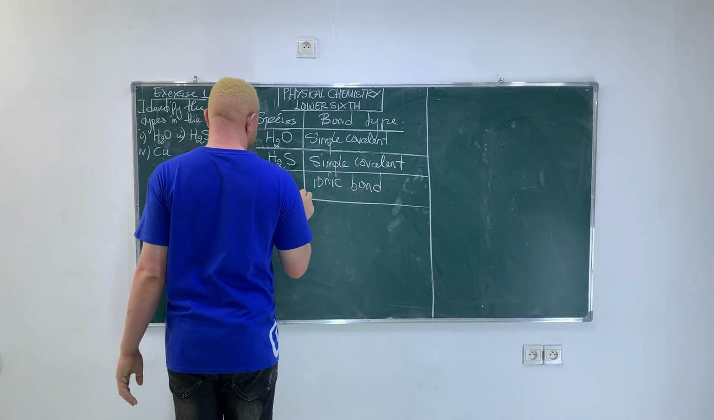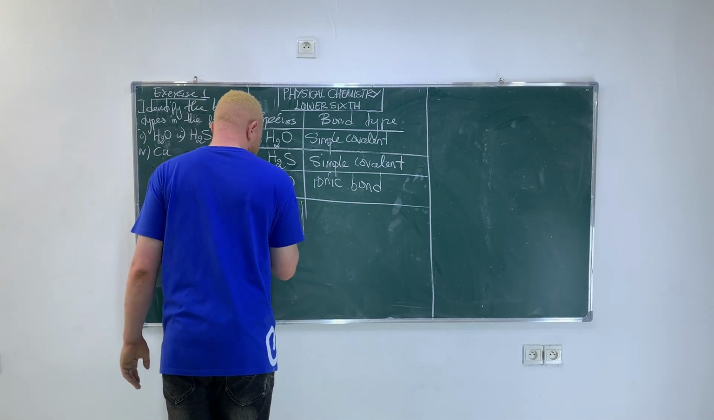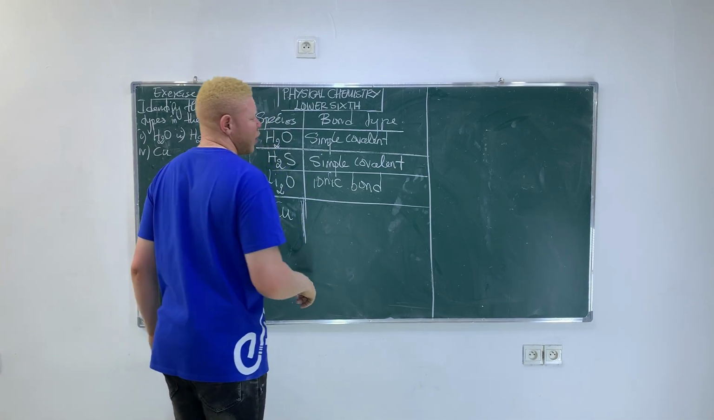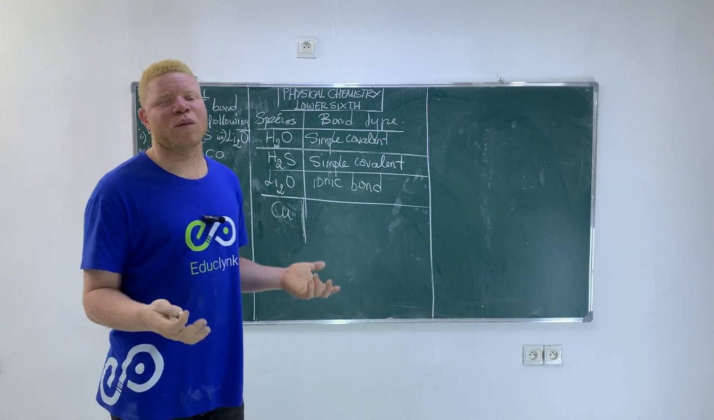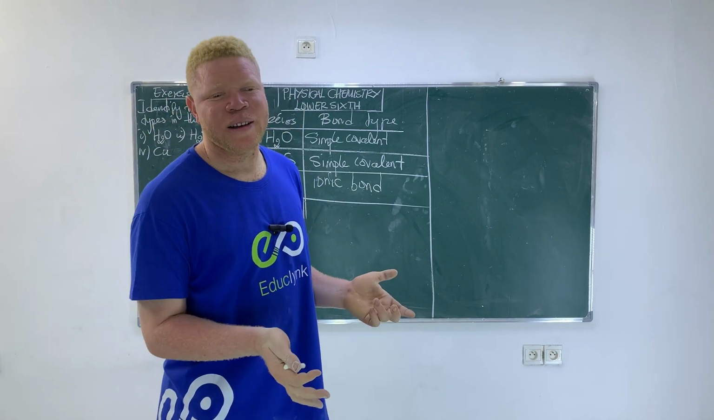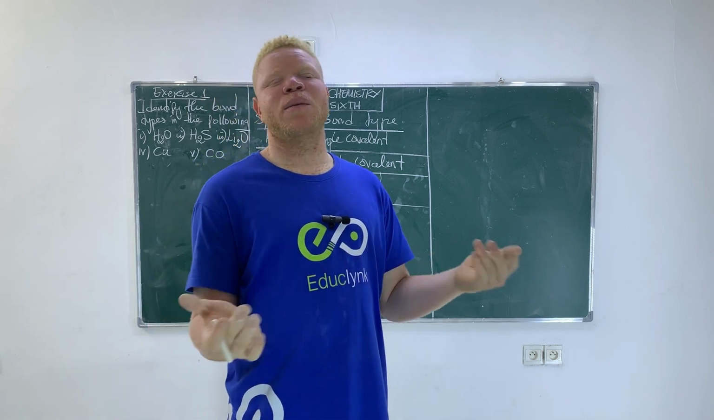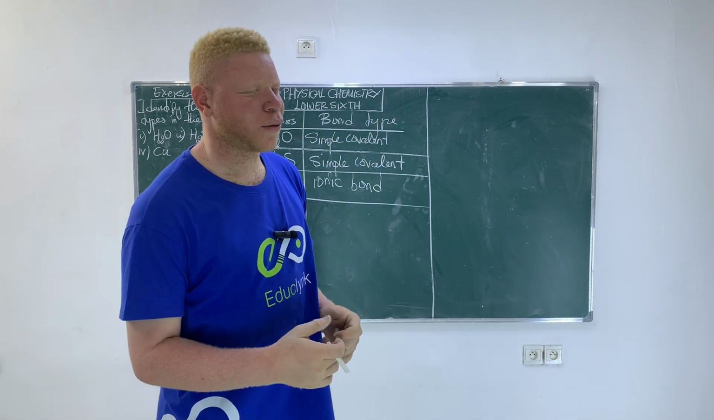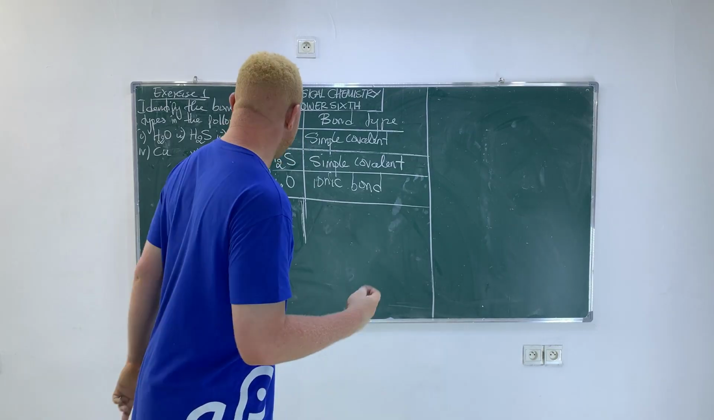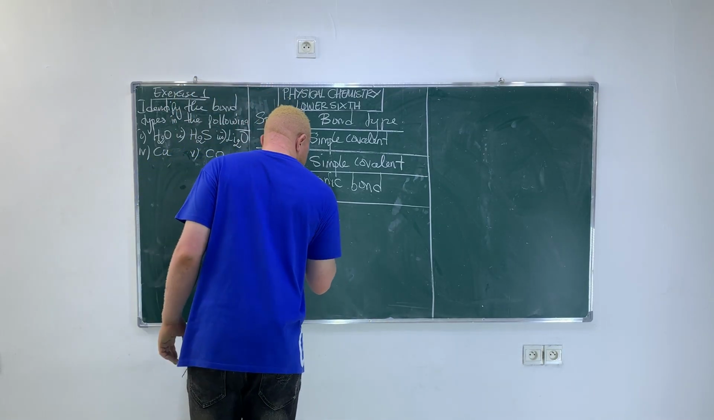Next, copper. Copper is obviously a metallic bond because copper is not bonded to any other element. We have copper as a metal, the metal used to make electric cables. Copper is a good conductor of heat and electricity. So the bond type is a metallic bond.